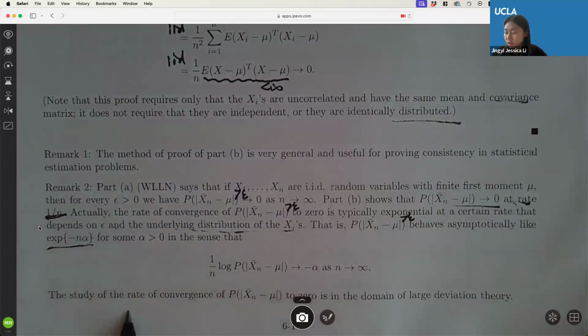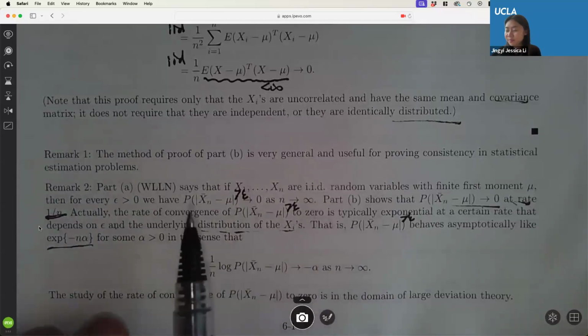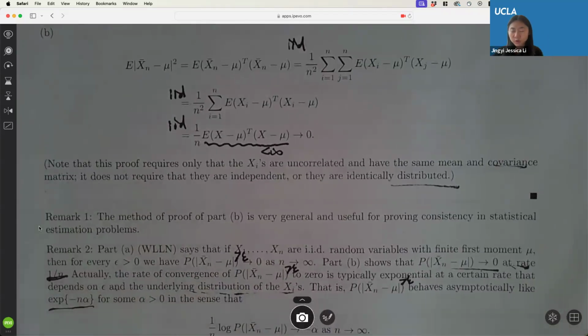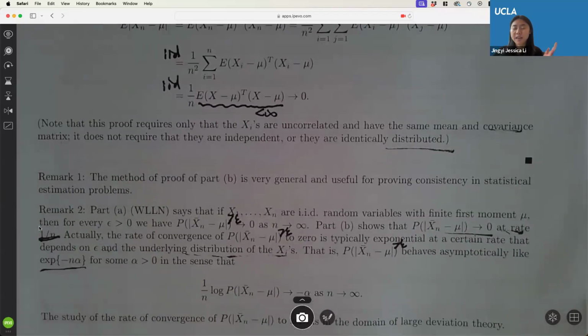Actually, showing the rate of convergence to 0 in terms of n is the domain of large deviation theory, or the one I just said, concentration inequality. That will give you the rate. Here we're just saying convergence to 0 in probability, but we don't specify the rate. But you may have different estimators that all converge in probability to the parameter. If their rates are different, then the one with the faster rate is considered to be better. That's the intuition here.